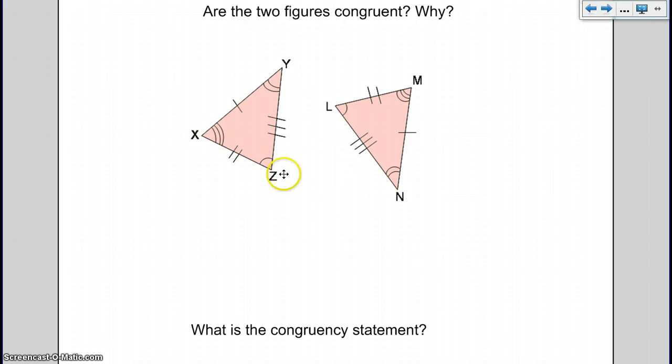Are the two figures congruent, and why? So what we should do is figure out if the corresponding parts are congruent. X is corresponding to M, Z is corresponding to L, Y is corresponding to N. They all look to be the same. So what is the congruency statement? We should say that XYZ is congruent to MNL.